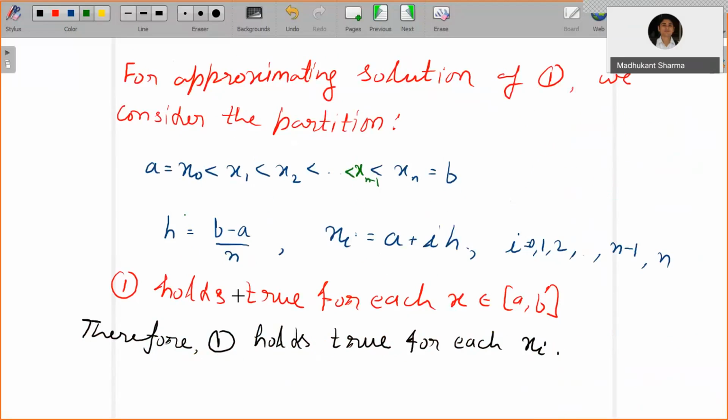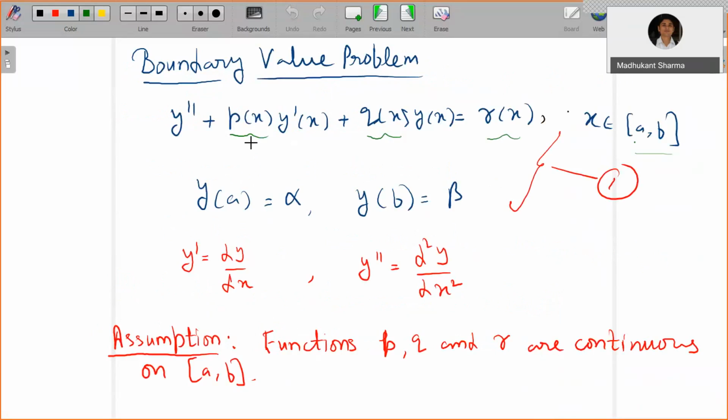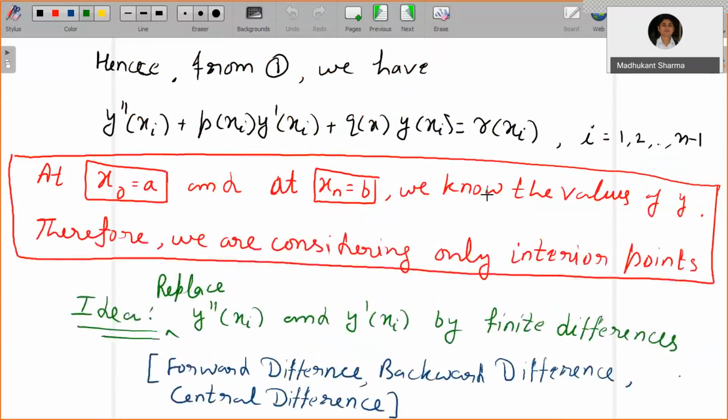Now, since equation 1 holds true for each x in AB, it also holds true for each xi. So you can replace x by xi: y double dash at xi plus p at xi times y dash at xi plus q at xi times y at xi is equal to r at xi. This remains true, as from 1 we have the following. So replace x by xi in the original equation.